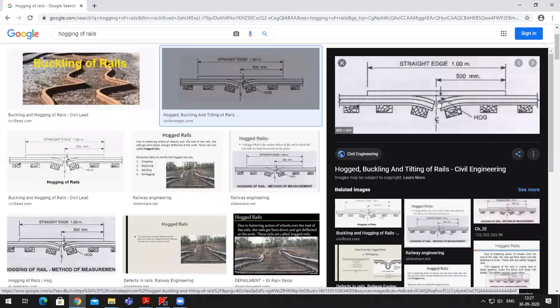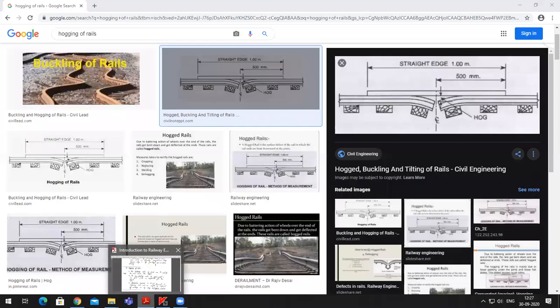Battering means hammering. When the vehicle is moving at a very high speed, say 80 kilometers per hour or 120 kilometers per hour, the metallic wheels start banging on these corners of the rail, and that banging process is called battering action. So as the vehicle moves on a section where these two rails are not maintained at a proper level as expected by the designs, this battering action will cause the hogging process.